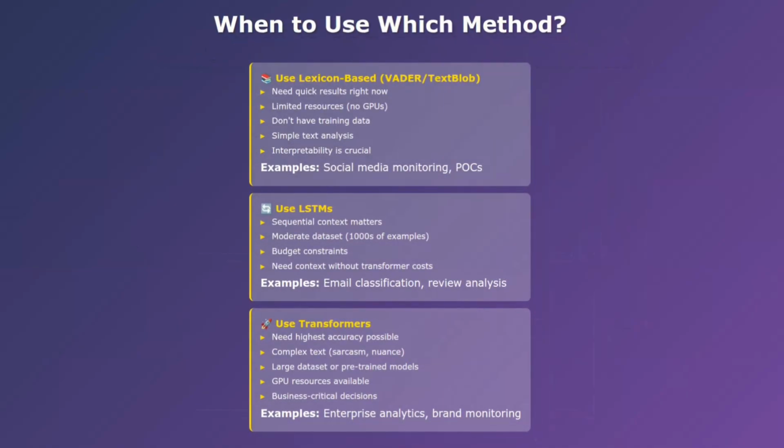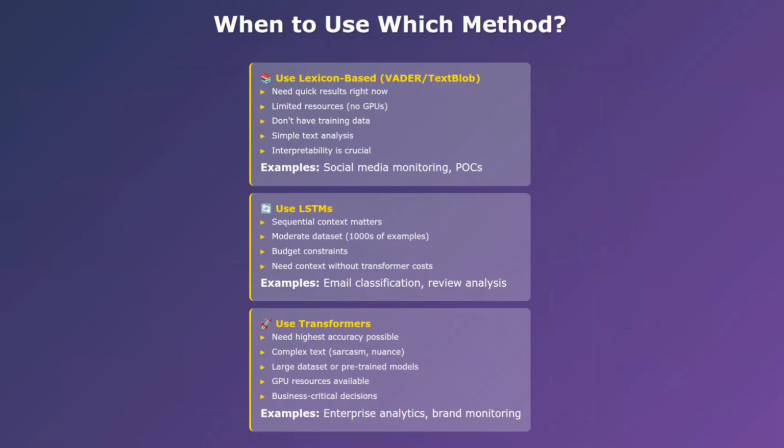Okay, so you might be thinking, which one should I use for my project? Let me break it down for you. Use lexicon-based, VADER or TextBlob, when you need quick results right now. You have limited resources, no GPUs, small budget. You don't have training data. You're doing simple text analysis. Interpretability is crucial. You need to explain decisions. Examples: quick social media monitoring, initial feedback analysis, proof of concepts.